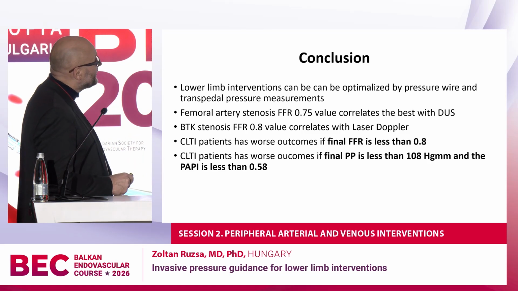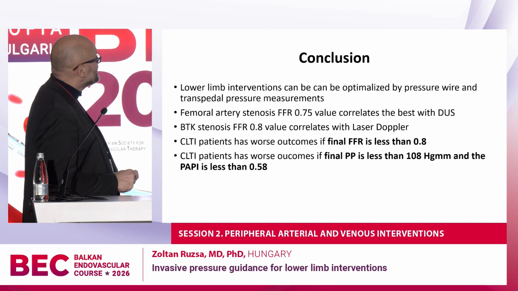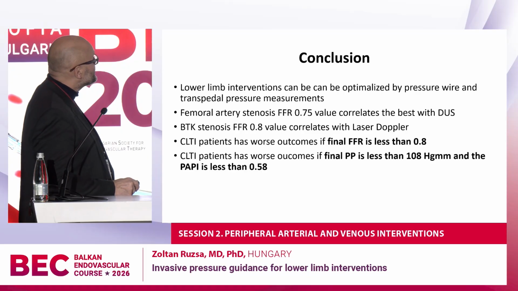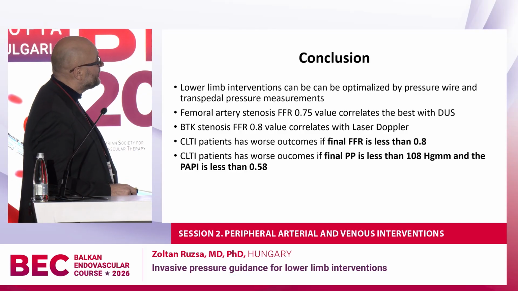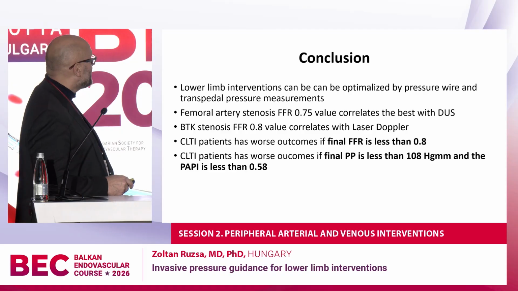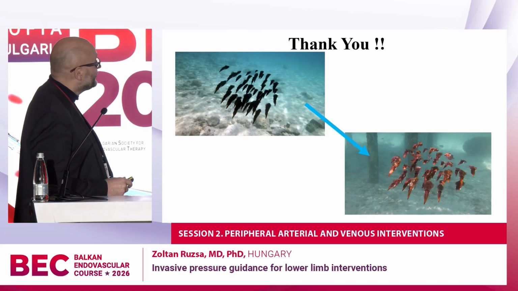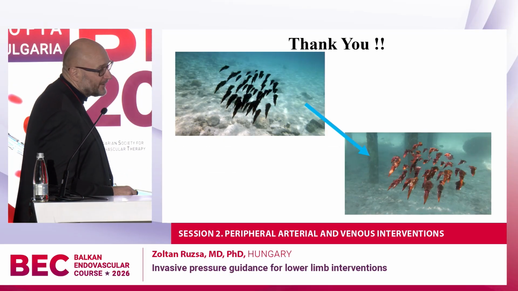In femoral stenosis, FFR correlates best with Doppler ultrasound. In BTK stenosis, FFR 0.8 correlates with laser Doppler. And CLI patients have worse outcomes if the FFR is less than 0.8, or if the final pedal pressure is less than 180, or the PAPI index is less than 0.48. So we have a good improvement like this.